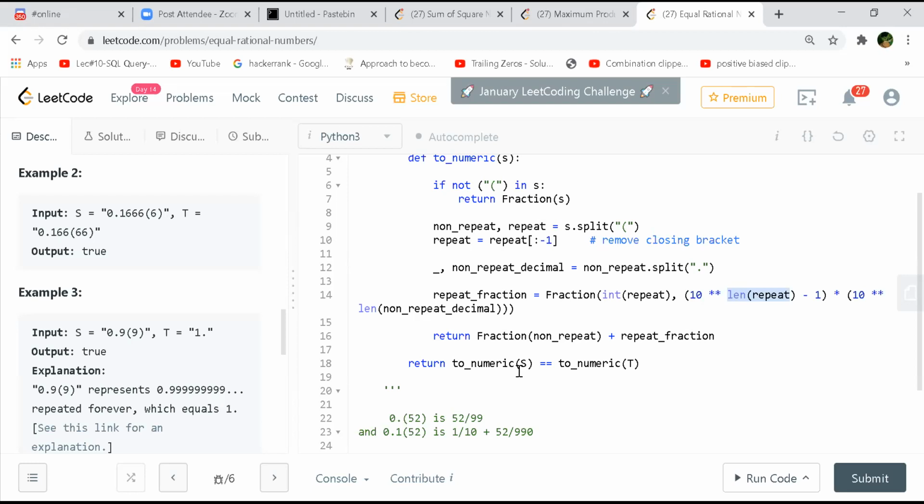So if this bracket is not there, that means there is no repeating. All are integers only, right? So you directly pass that S into fraction and it will give you the fraction for that S.